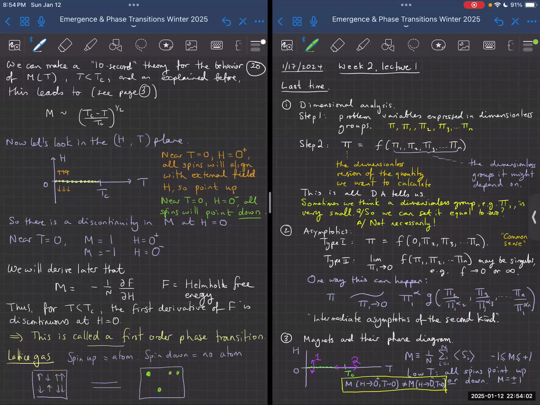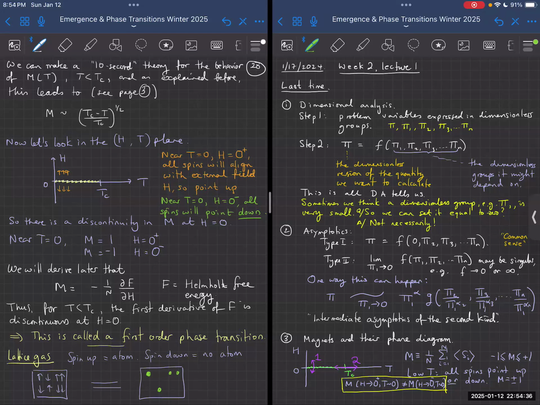But there are other problems where that doesn't work, and that limit is singular. In fact, as you take the limit pi1 goes to 0, this function will either go to 0 or to infinity. One of the ways that this can happen is as shown over here: as pi1 goes to 0, we can write that pi goes as pi1 to the power alpha, and then some new function of pi2 over pi1 to the alpha 2, pi3 over pi1 to the power alpha 3, and so on and so forth. This is called intermediate asymptotics of the second kind.